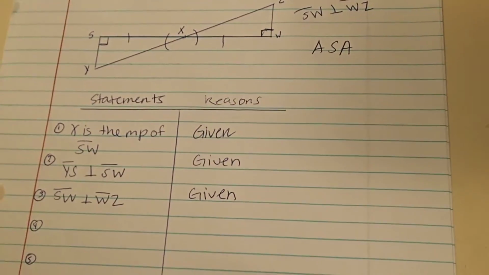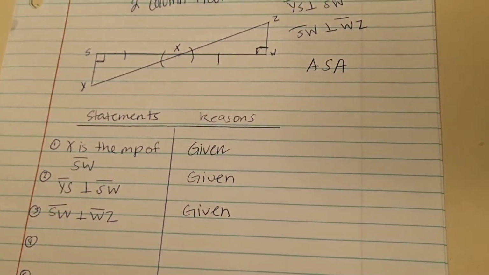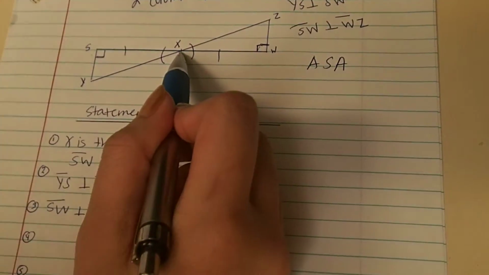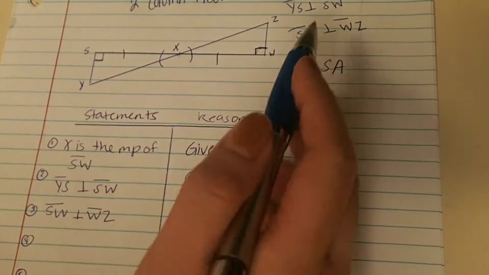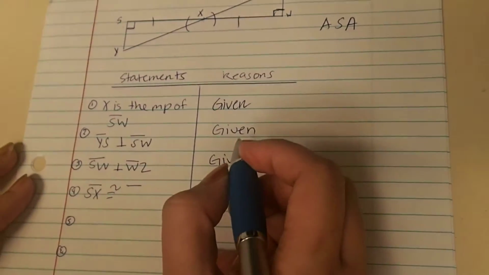And the next step is, because X is the midpoint of segment SW, then that means segment SX is congruent to XW by definition of midpoint.